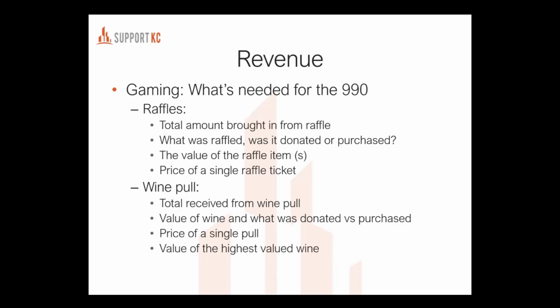So your SKC preparer will need the following. We'll need the total brought in from the raffle, what was raffled off versus what was donated or purchased, the value of the raffle items, and then a price for the single raffle ticket. And then same thing with a wine pull. That's kind of the other example of gaming because you have the chance to get a bottle of wine valued at X number of dollars. But we need the total income received from the wine pull, the value of the wine, what was donated and purchased, the price to do one single wine pull, and then the value of the highest bottle of wine or whatever is being pulled.